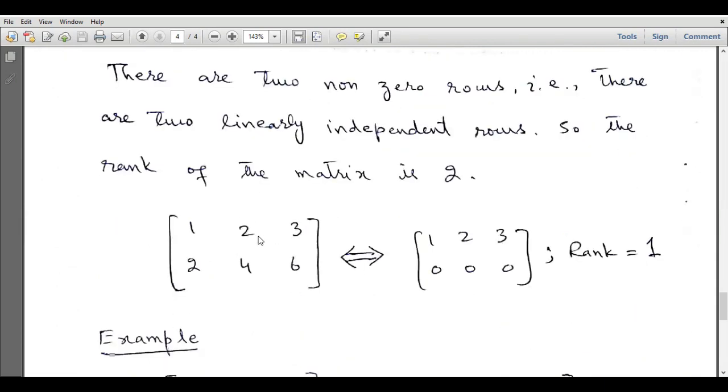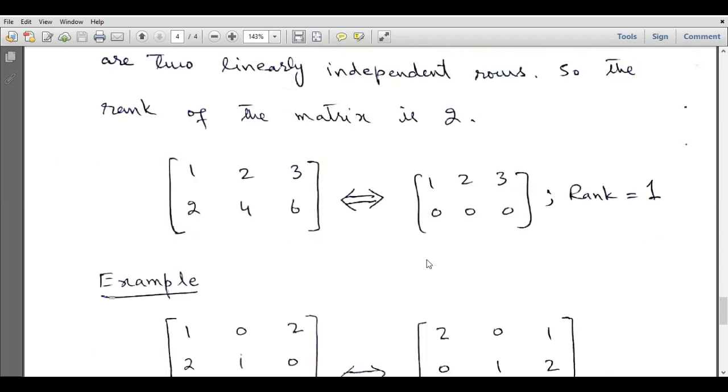So let's check this matrix now. This is our first row. This is our second row. Now let's multiply the first row with 2 and subtract it from the second row. So it will become 2, 4, 6. This is also 2, 4, 6. So after subtraction, we will have 0, 0, 0 as the entries in the second row. Now we have only one row whose entries are non-zero. So the rank of this matrix is equal to 1.